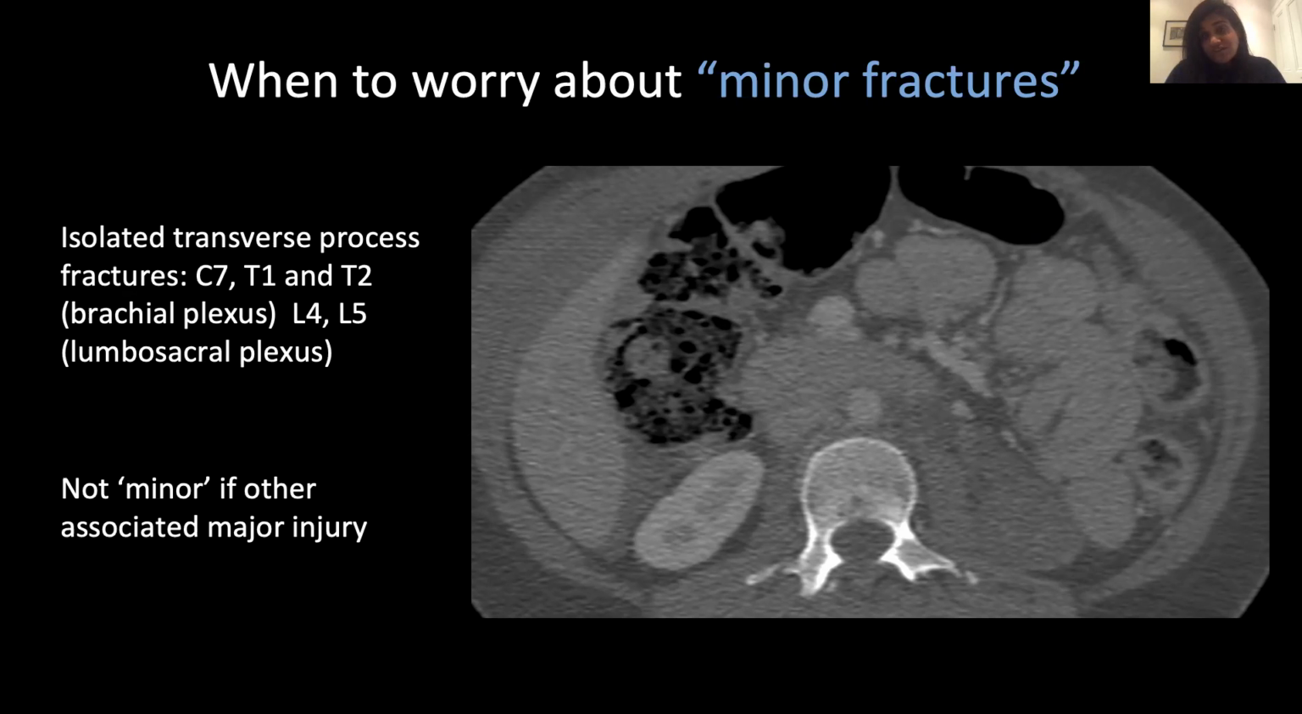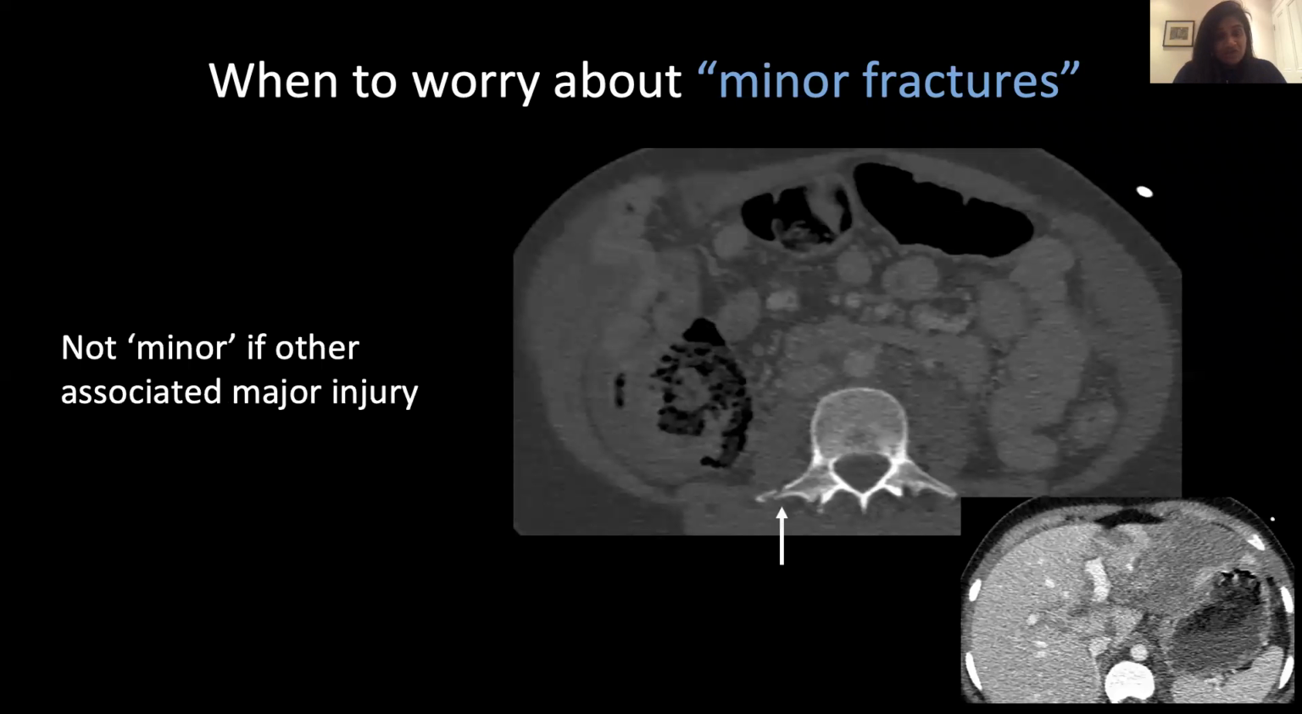And with transverse process fractures that involve, for example, the C7, T1 and T2, and the L4 and L5 levels, you should think about brachial and lumbosacral plexus injuries respectively. So here in this study, we've got bilateral transverse process fractures at T11, also at T12. And here what you can see is a devascularized left kidney. We've got an anterior abdominal wall hematoma on the right. The patient also had liver injury. Got another patient here who had a right transverse process fracture.